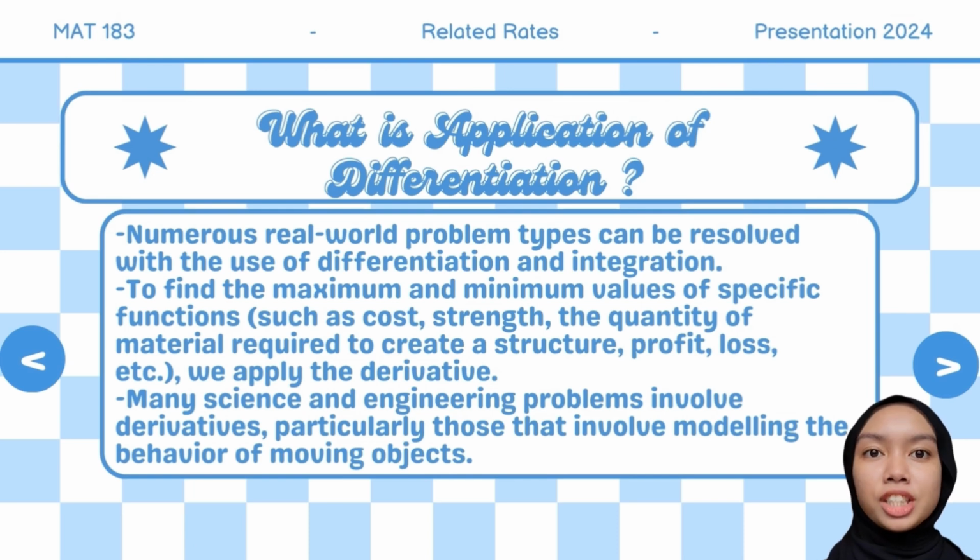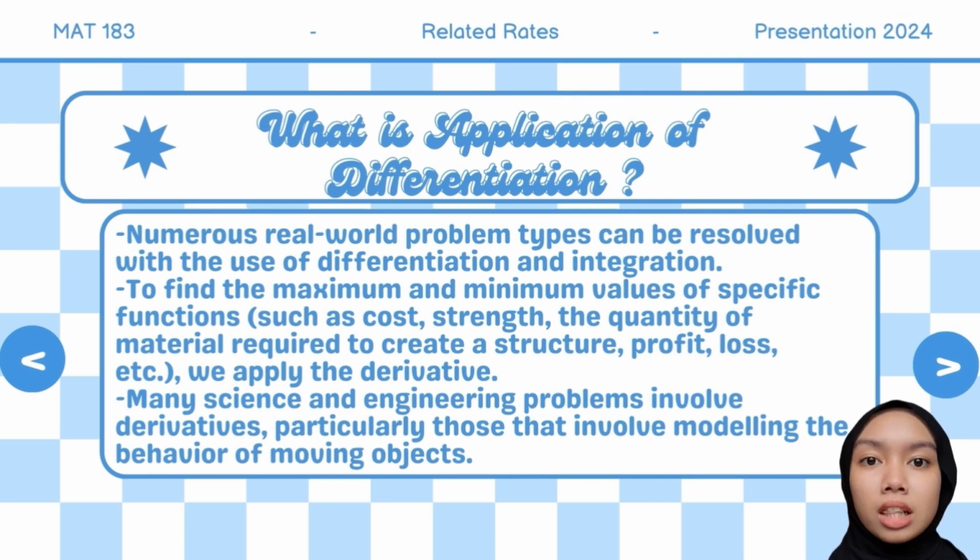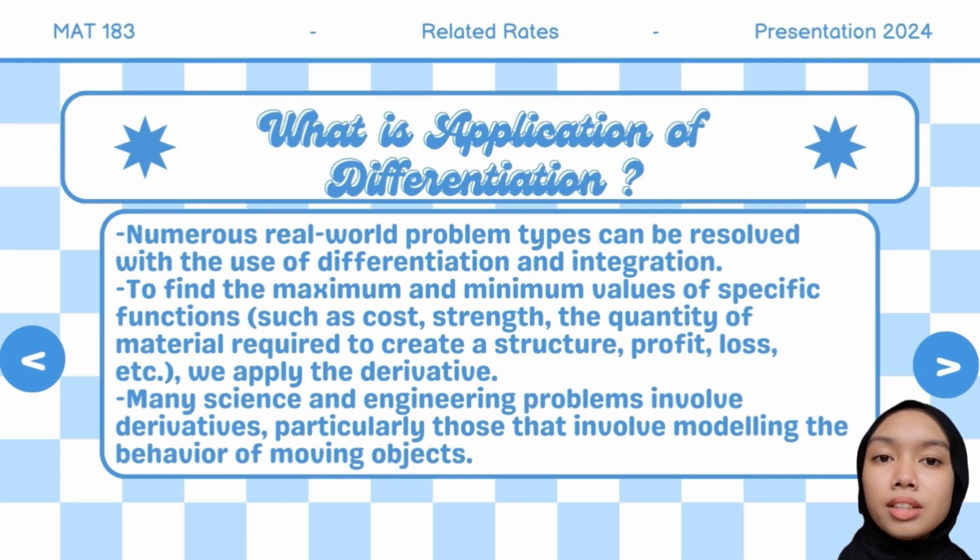What is application of differentiation? Numerous real-world problem types can be resolved with the use of differentiation and integration. To find the maximum and minimum values of specific functions, such as cost, strength, the quantity of material required to create a structure, profit, loss, etc., we apply the derivative. Many science and engineering problems involve derivatives, particularly those that involve modeling the behavior of moving objects.